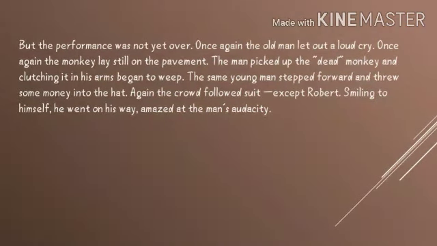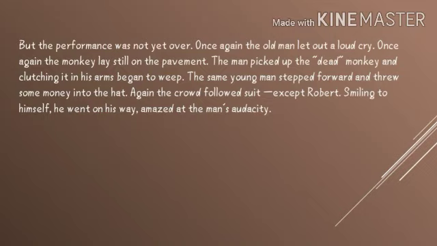But the performance was not yet over. Once again the old man let out a loud cry. Once again the monkey lay still on the pavement. The man picked up the dead monkey and, clutching it in his arms, began to weep. The same young man stepped forward and threw some money into the hat. Again the crowd followed suit, except Robert. Smiling to himself, he went on his way, amazed at the man's audacity.